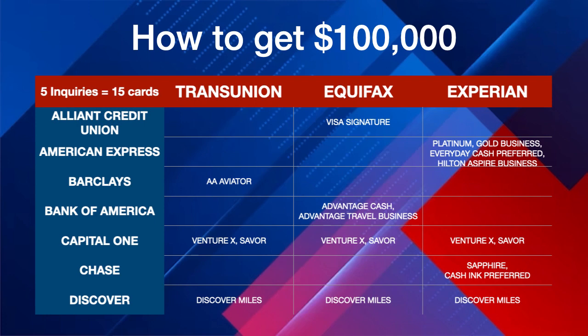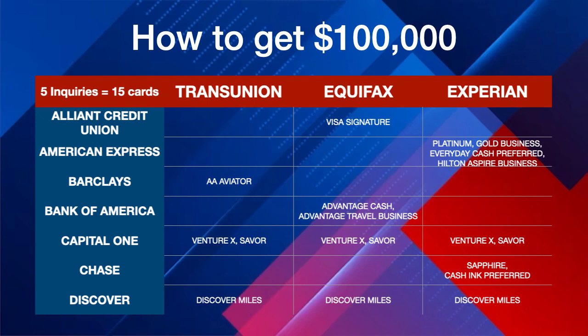You can only get one of those cards a day. With American Express, you can get multiple cards with one inquiry in the same day. With Alliant, you get one card, one inquiry in that day. With Bank of America, you can get more than one card. I believe you can get up to two cards with one inquiry in one day. They have the Advantage Cash and also the Advantage Travel Business, so you can take a look at those.